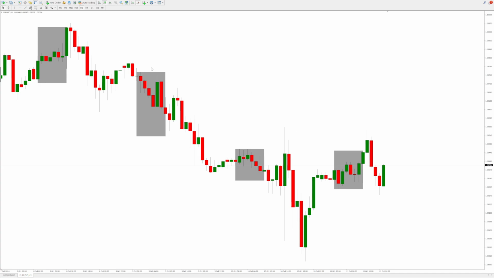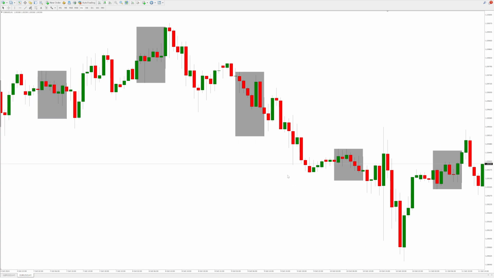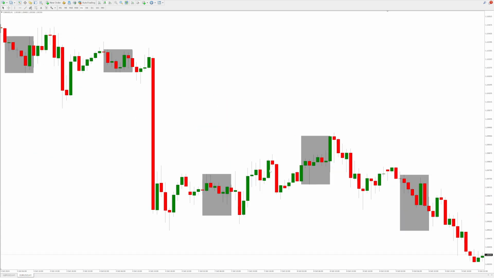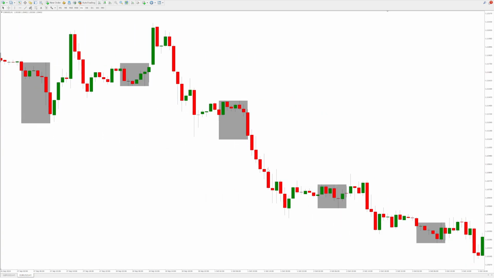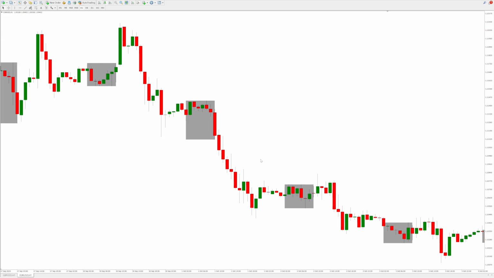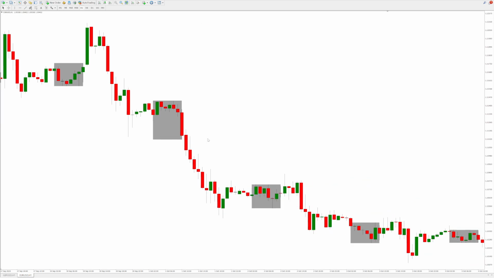Because we need to look at the overall bigger picture and trade in the direction of the trend. So we don't necessarily want to trade a breakout to the upside if we're in a downtrend, and we don't necessarily want to trade a breakout to the downside if we're in an uptrend. So what I would do is first identify a trend on your chart. Here we have a clear trend. You can look at your chart and you can see the market is trending down.